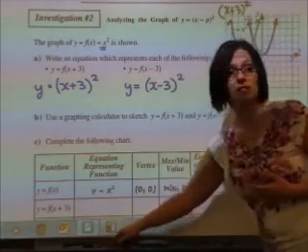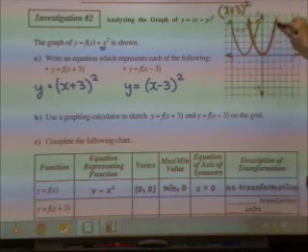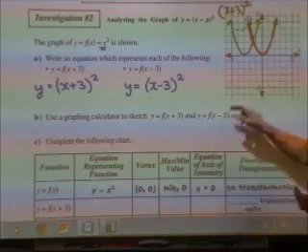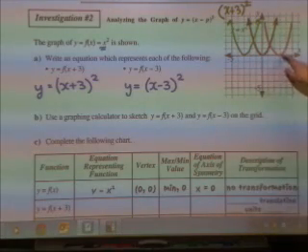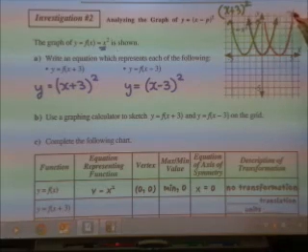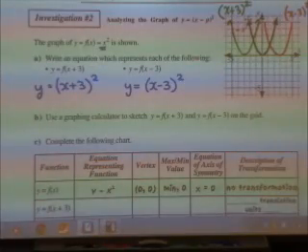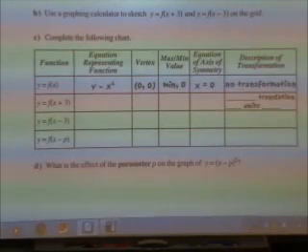And the x minus 3 went where? 3 units to the right. And again, it is the exact same graph. It's just been shifted to the right. So let's fill in this chart, and then we're going to discuss this whole to the left and to the right business.